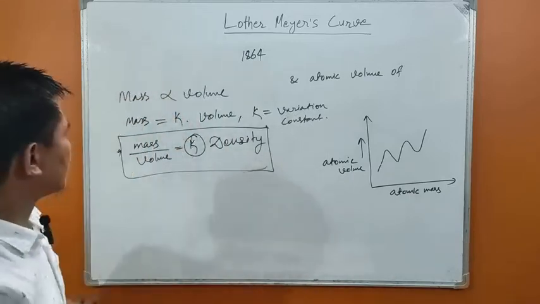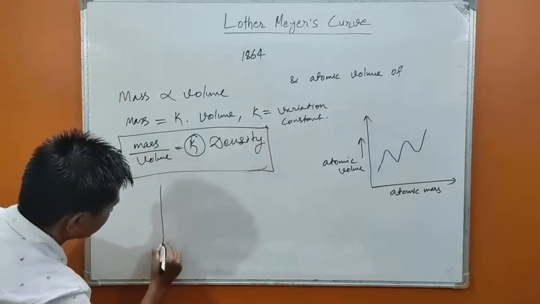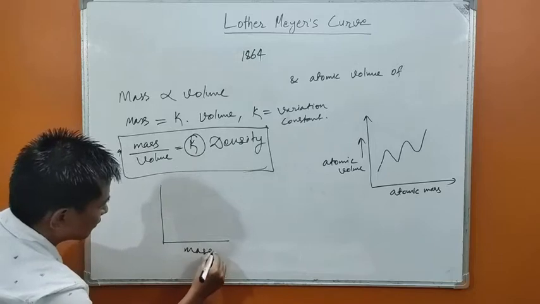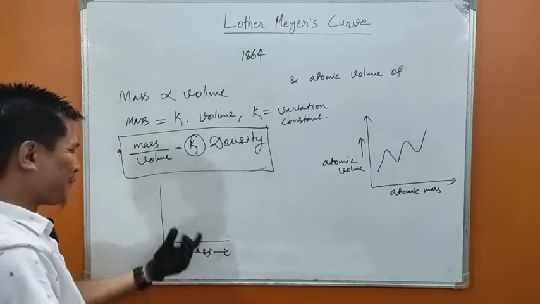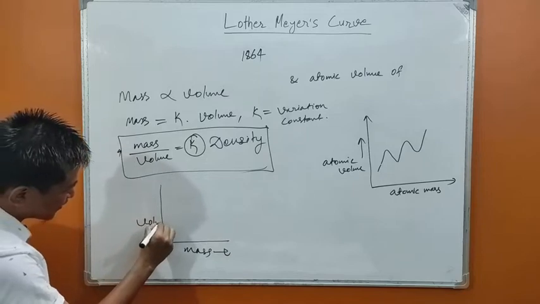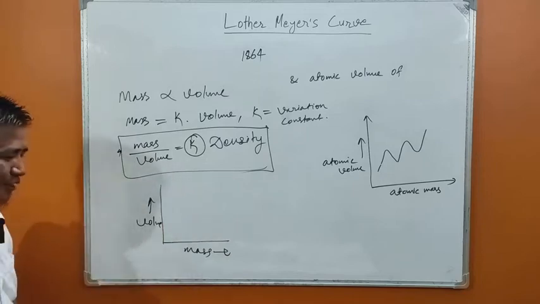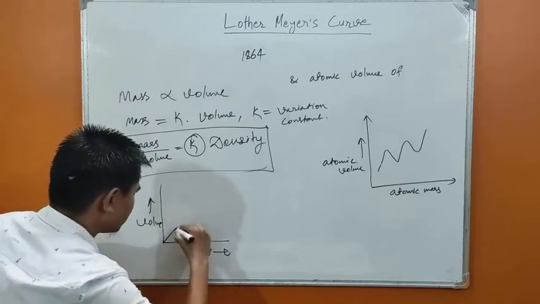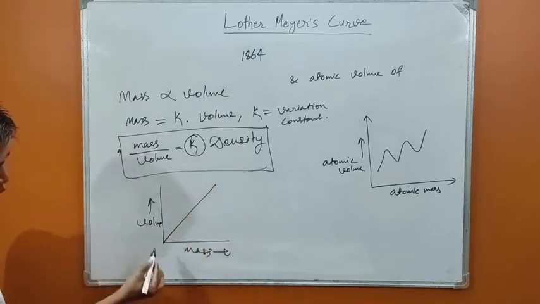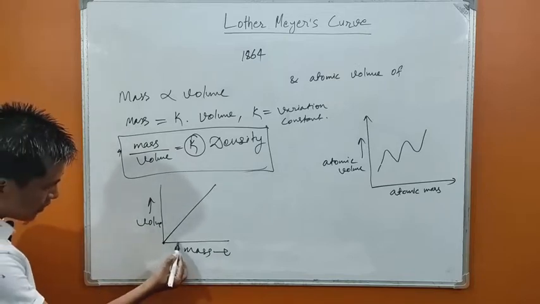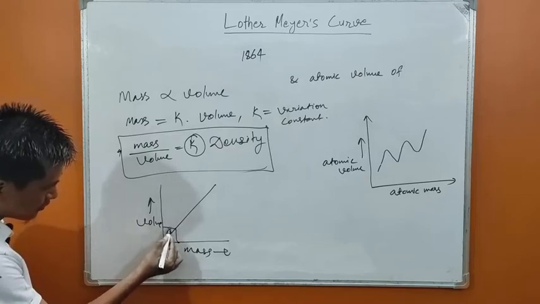And if we plot a graph for this, it will look somewhat like this. Mass of any substance versus volume of the substance. If we plot the graph, then the graph would look like this, isn't it? When the mass of the substance is 0, the volume is also 0. When you increase the mass here, volume becomes something.